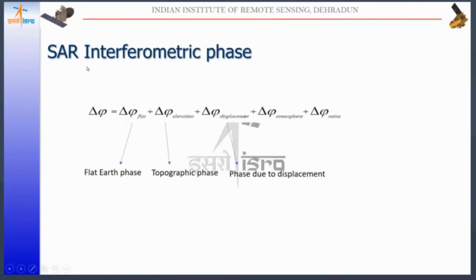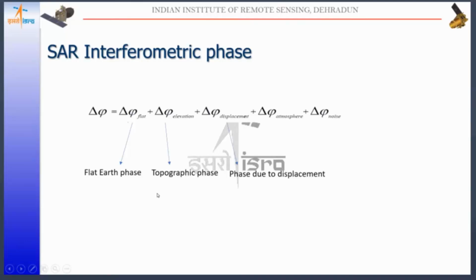The SAR interferometric phase is actually a combination of different phases. First is the flat earth phase, second is the topographic phase, third is the displacement phase, then the atmospheric phase, and then the noise phase. In our DEM derivation we will mostly consider the flat earth phase. We have phases for different terrain structures, but one common phase is due to the slant range, meaning one common slant range difference. That is the flat earth phase: the distance of the satellite to the flat earth. That is the common phase.